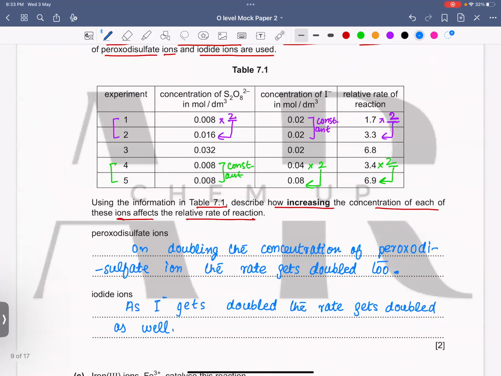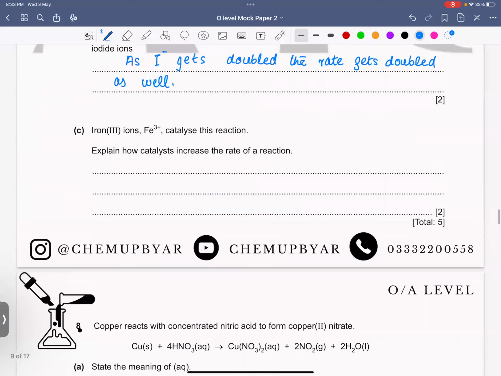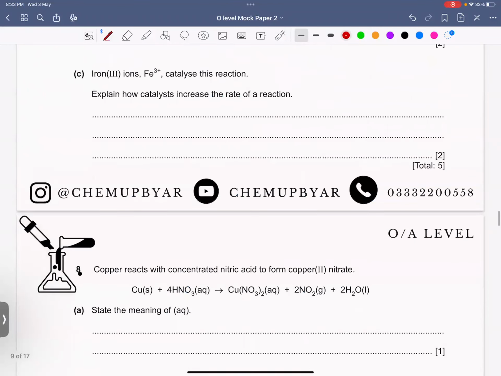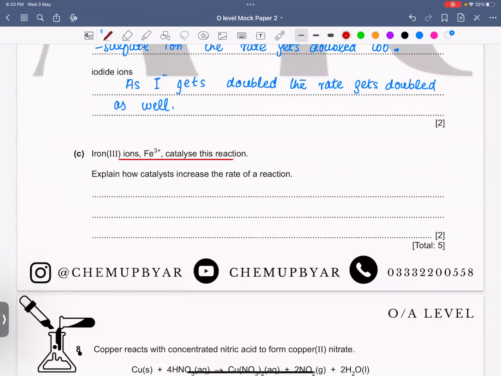Okay. Now, C part. Iron(III) ions catalyse this reaction. Explain how a catalyst increases the rate of reaction. And it's of 2 marks. Increases the speed of reaction by lowering the activation energy.